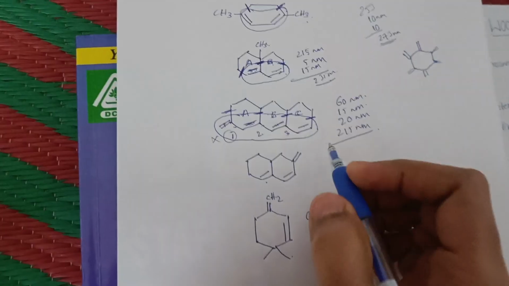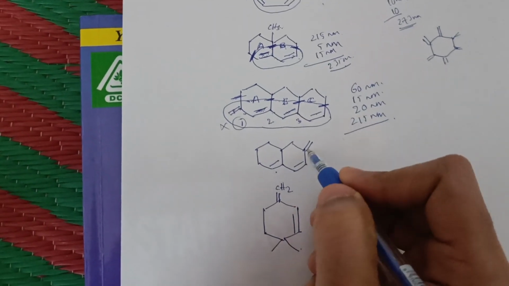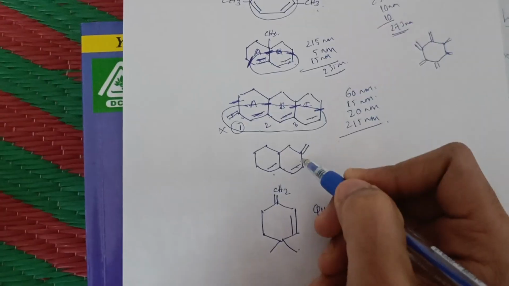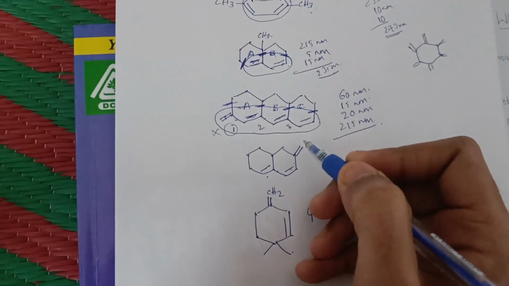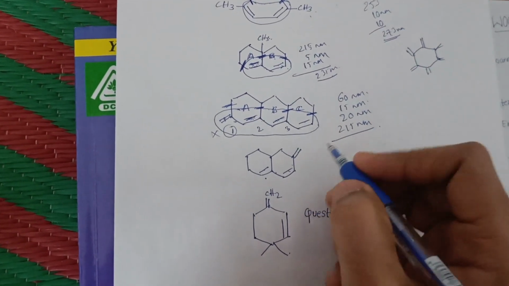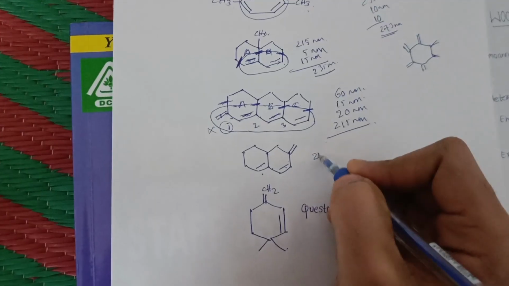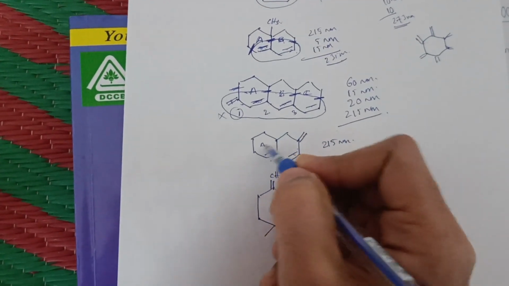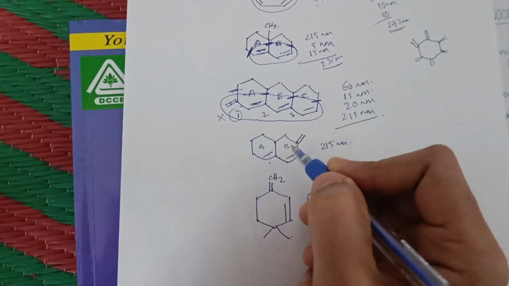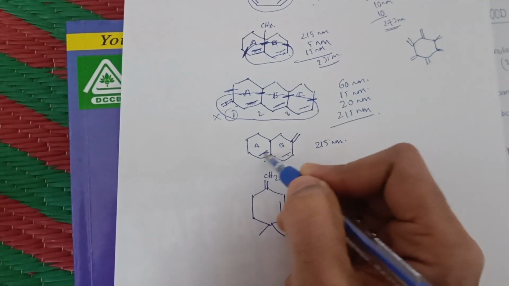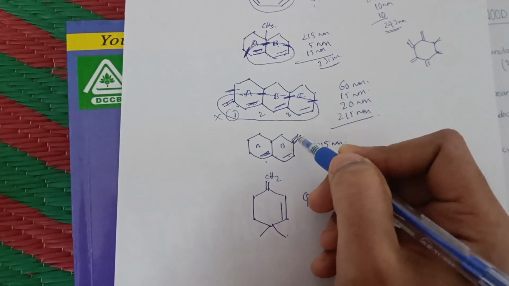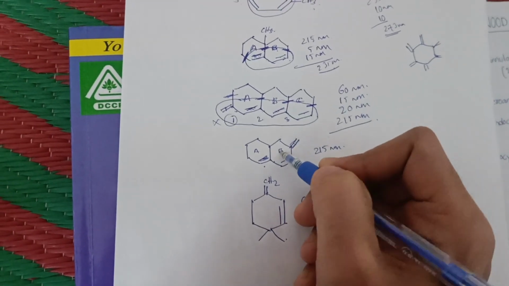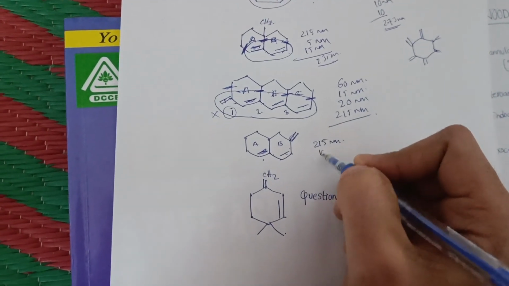Moving on to the next example. Here again you can see double bond, single bond, double bond, double bond, single bond, double bond. So the conjugation is across the rings, so this is considered a heteroannular diene having 215 nanometers. If you consider ring A and ring B, for ring B, this is one exocyclic double bond and this is the second exocyclic double bond. So there are 2 exocyclic double bonds for ring B. So 2 into 5, 10 nanometers.